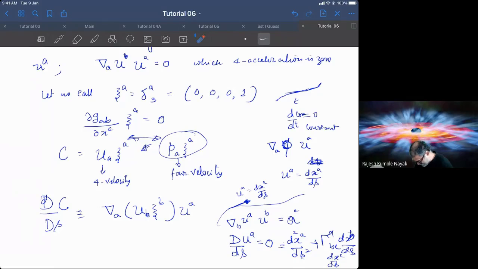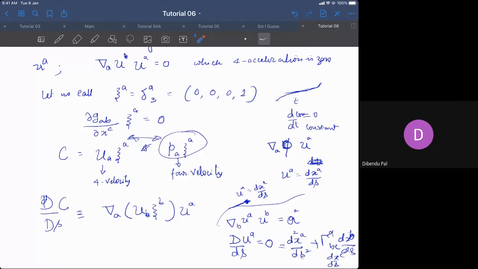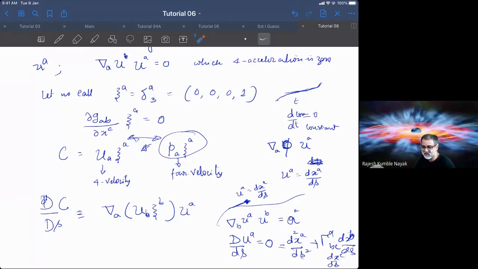Sir, why is the acceleration zero? Can you say that again? No, acceleration zero is assumed. It's a geodesic curve. So for a geodesic curve, it is assumed that the acceleration is zero. That is the definition of the geodesic itself. Is that the question?